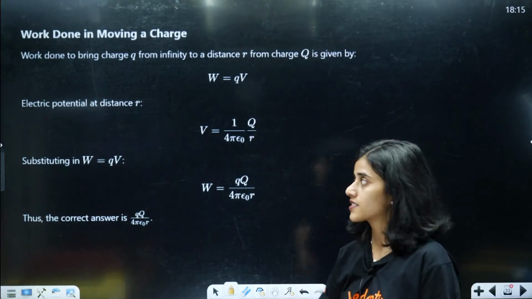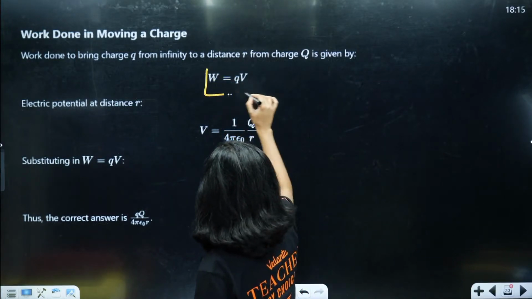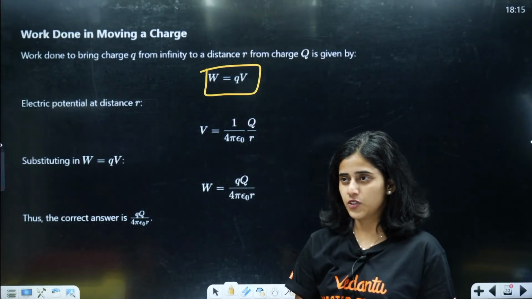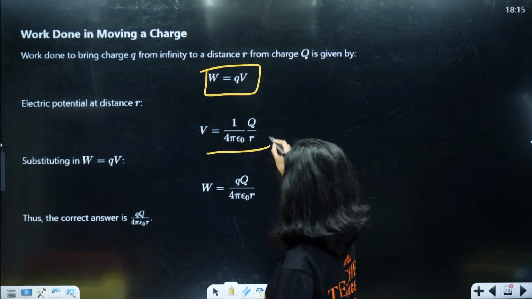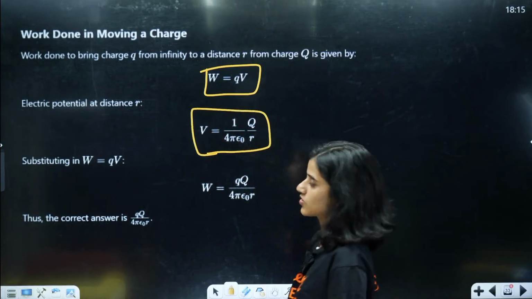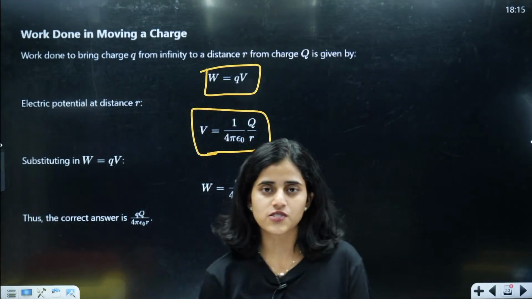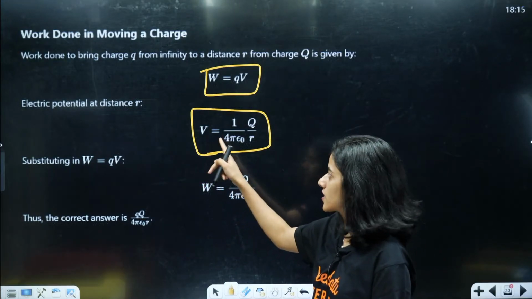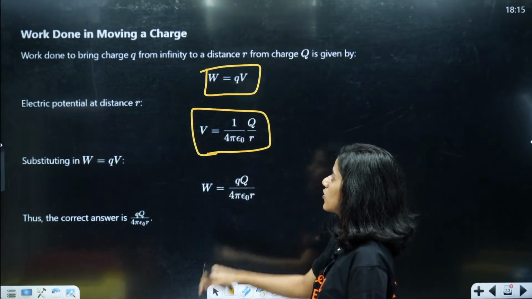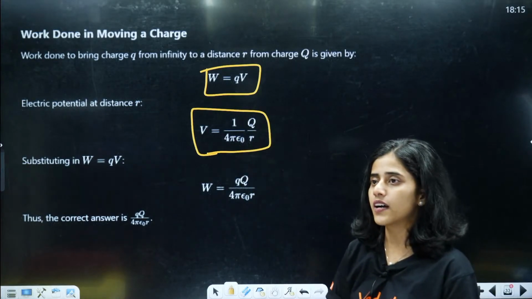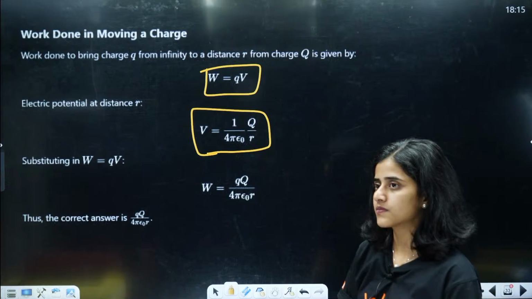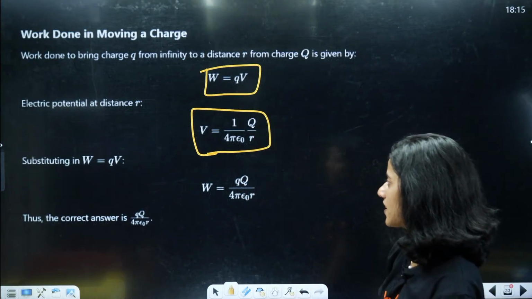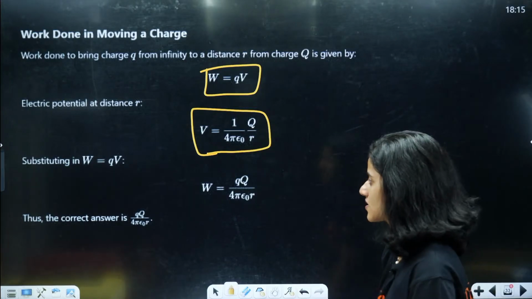We've already discussed that the work done is Q times V, and you've learned V is 1 by 4 pi epsilon 0 Q by R. If you have an equation sheet next to you, you can write down the next equation, which is potential. Electric potential is 1 by 4 pi epsilon naught Q by R. Then you just have to substitute both these formulas. You will get the answer. This is just a direct question.